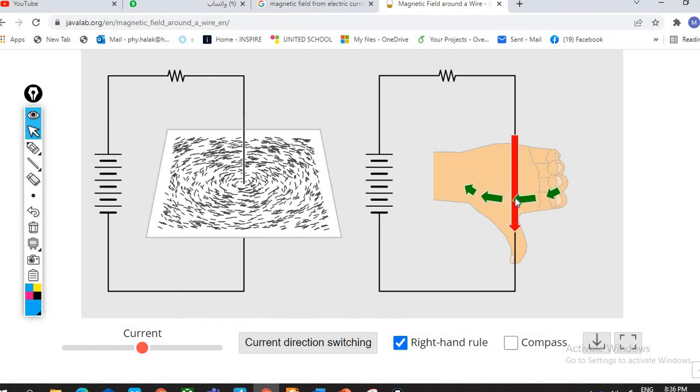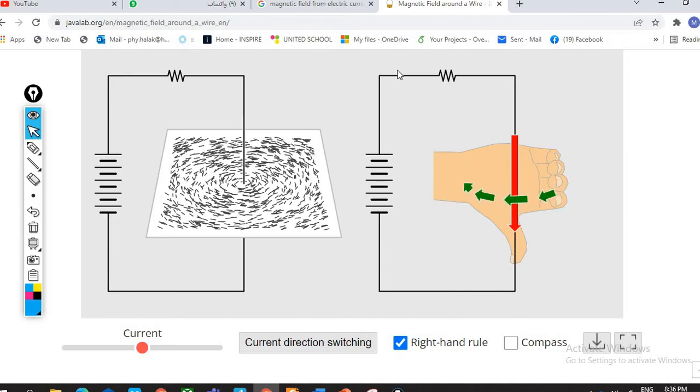Look, it moves, for example, from here 6 to 7 to 8. I'm sorry, this is clockwise. I'm so sorry, this is clockwise, not counterclockwise. Clockwise means that the lines of the magnetic field rotate around the wire similarly to the hands of the clock. So this is the right hand rule.